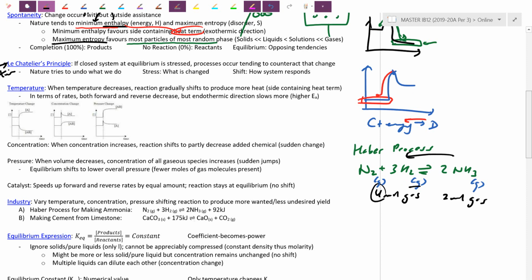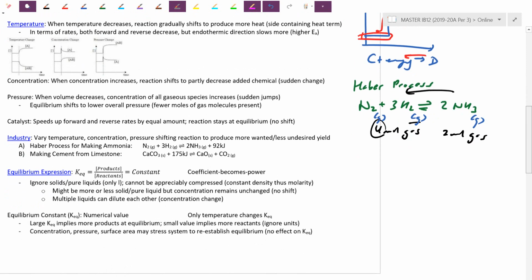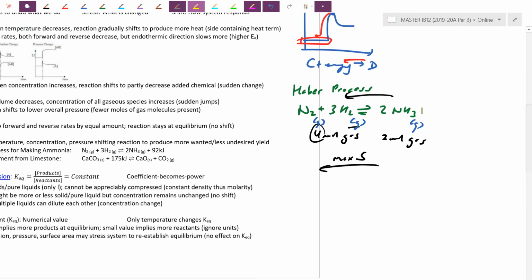If those two features both point in the same direction, that's one set of conditions. In this case, our maximum entropy wants to go to the left. This one, as written, is actually exo, so it's plus heat on the right-hand side. Our minimum enthalpy actually wants to go against each other. Whenever we have this compromise, we end up with equilibrium.